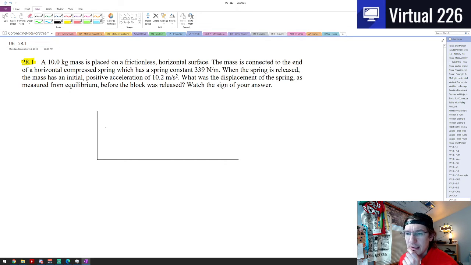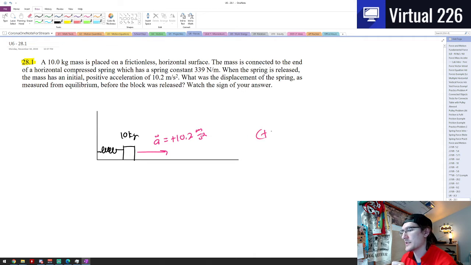So let's see. We have a spring that's been compressed by some amount, and there's a block at the end of it. This block has a 10 kilogram mass. When we release this compressed spring, the block is going to accelerate out with a positive 10.2 meters per second squared. So we're already saying that the right is positive and the left is negative. This means that our displacement of the spring will be a negative value, because we displaced the spring to the left. We compressed it in. Because this spring was compressed to the left, it will have a negative value of x.